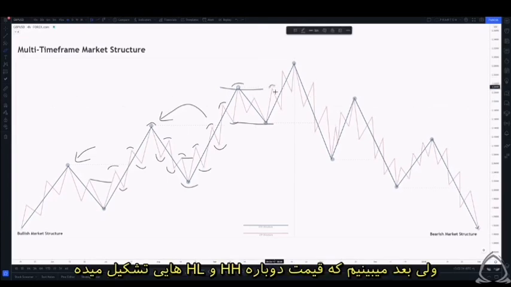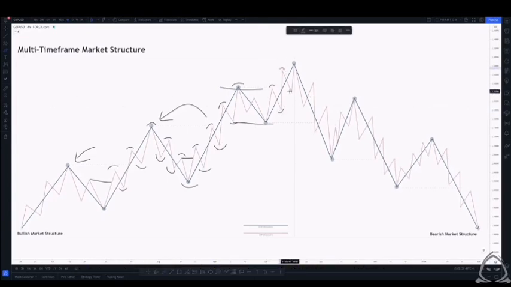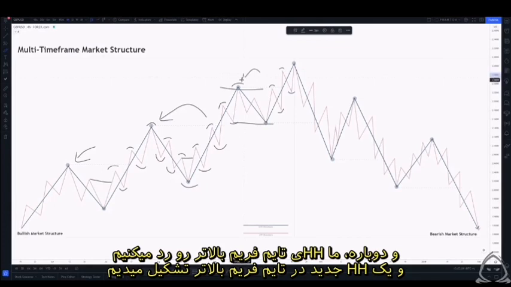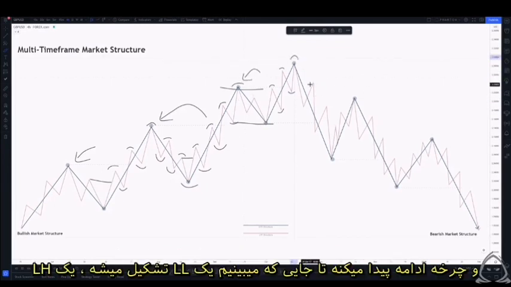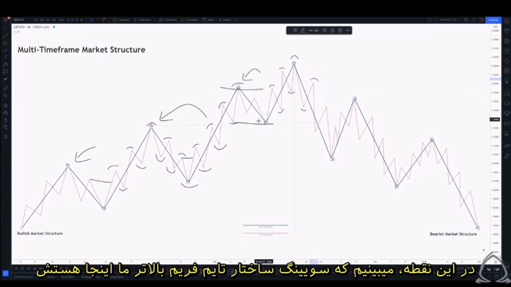But then we'll see price starts to build higher highs and higher lows once more. We break the higher time frame higher high, putting in a new higher high on the higher time frame, and then the cycle continues where we start to see a lower low printing, a lower high. And at this point, what we can see is our higher time frame swing structure would be here.